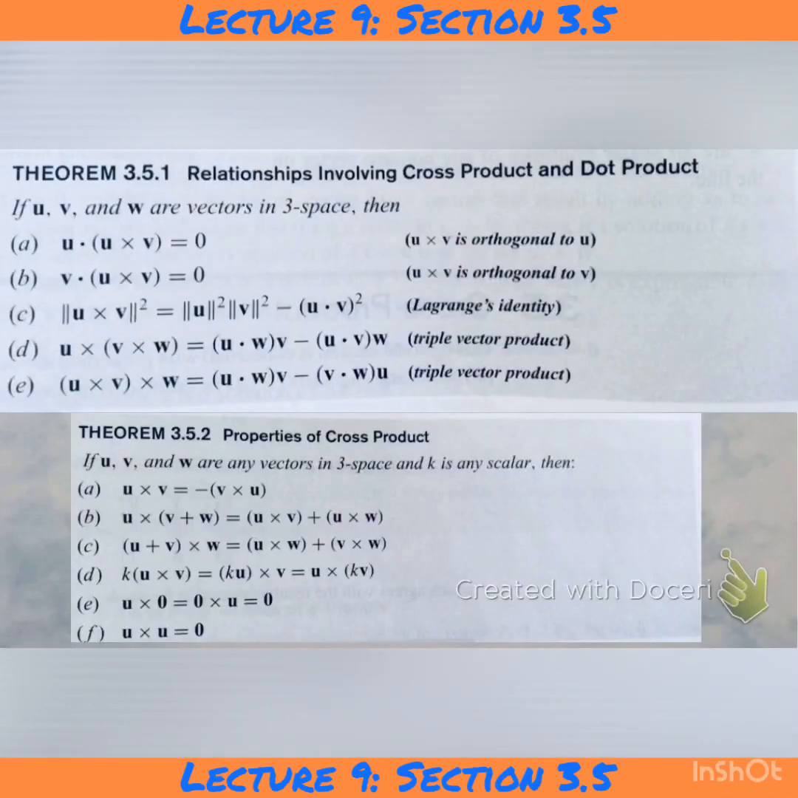All right, so Theorem 3.5.1 just involves some properties of a cross product. So the relationship between dots and crosses. Again, we proved previously that both these two properties hold. In other words, the cross product of two vectors is basically a vector that's orthogonal to both the vectors in the product. Then we also have Lagrange's identity.